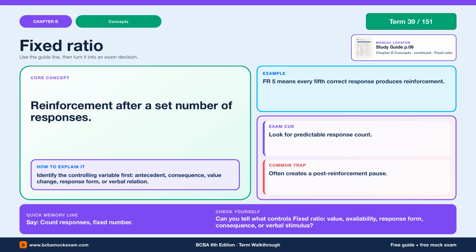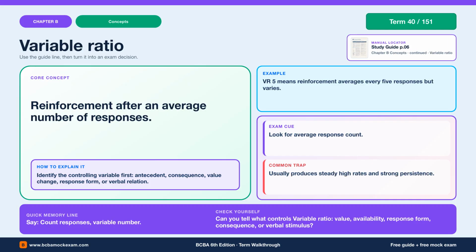Fixed ratio. Fixed ratio means reinforcement after a set number of responses. For example, FR5 means every fifth correct response produces reinforcement. The exam cue is a predictable response count. The trap is mixing up ratio and interval. Ratio counts responses. Interval tracks time. Memory line: Count responses, fixed number.